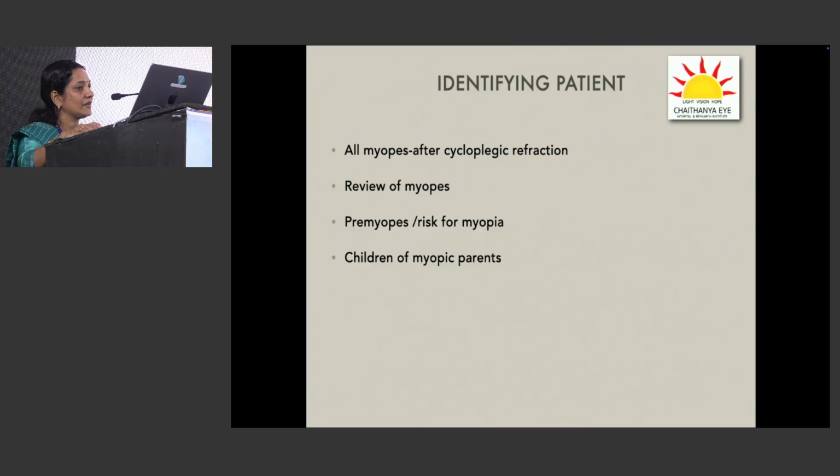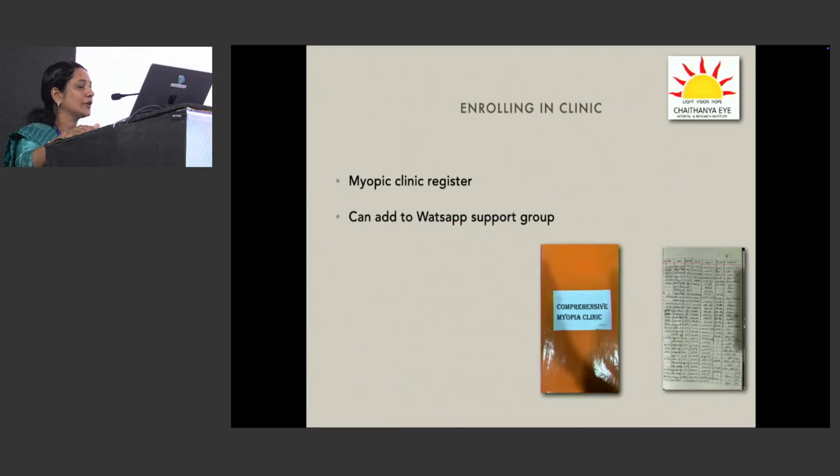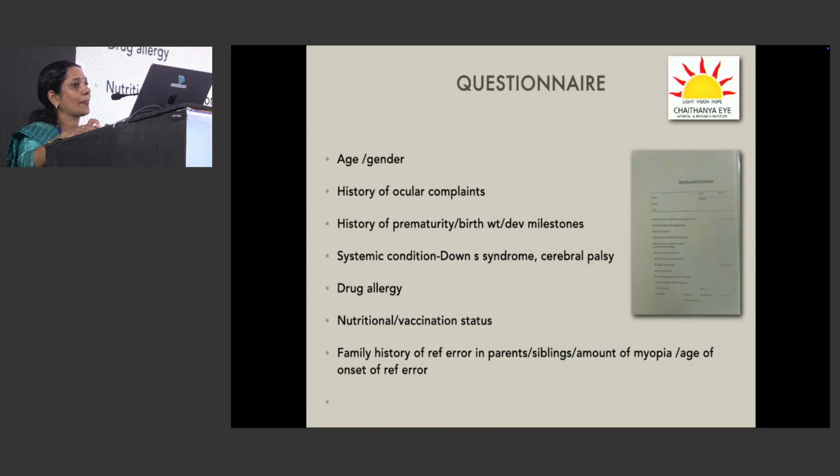Pre-myopes, or those who have a risk for myopia, that is, those with less than 0.5 refraction, and children of myopic parents, can also be enrolled. Once you enroll them in the clinic, you have to keep a register so that you can get the details of the patients and it will be recordable. You can also keep a WhatsApp support group, so that if they have any queries, they can interact among themselves.